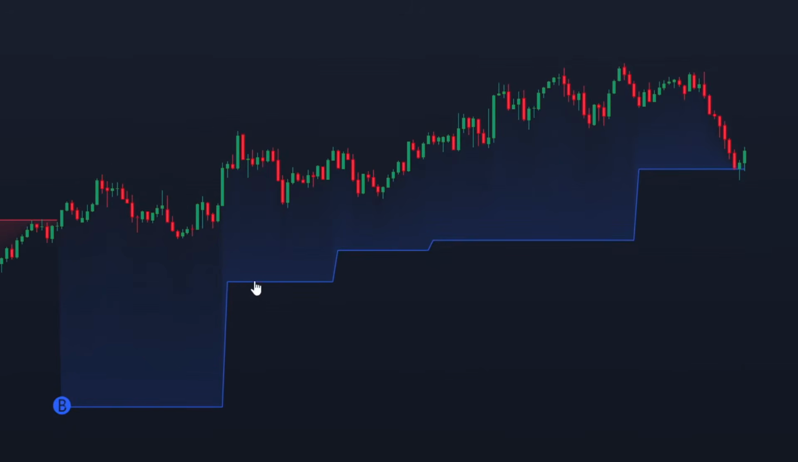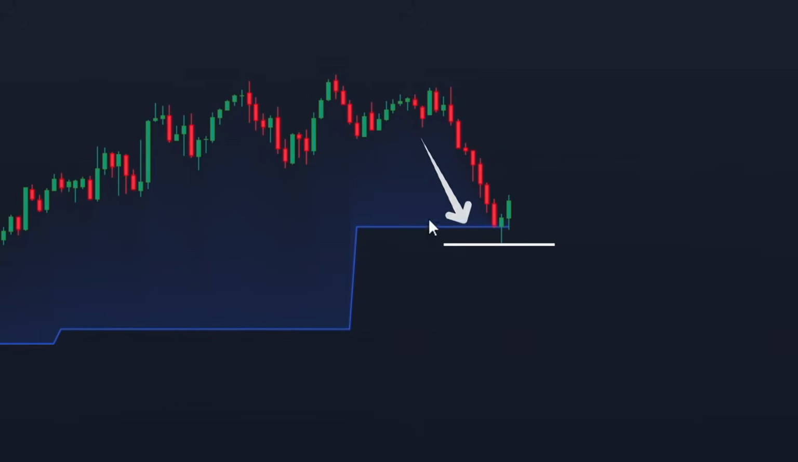Now, this is the most important part. We do not buy immediately, we wait. Price moves up first, creating distance from the line. Then we wait for the pullback. Price comes back down and retests the blue pivot trend line, which is now acting as dynamic support.